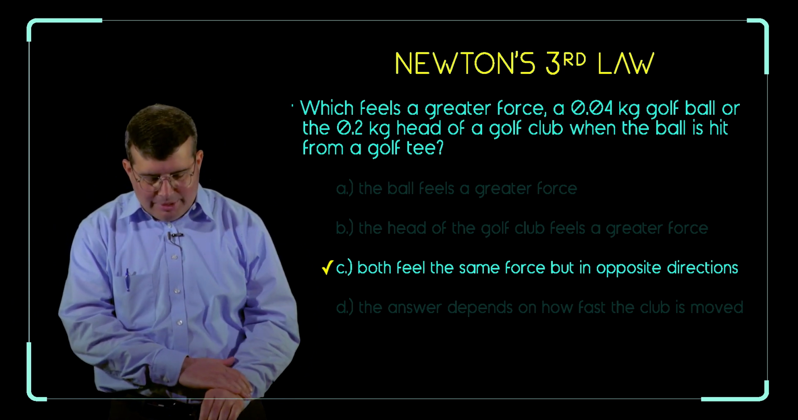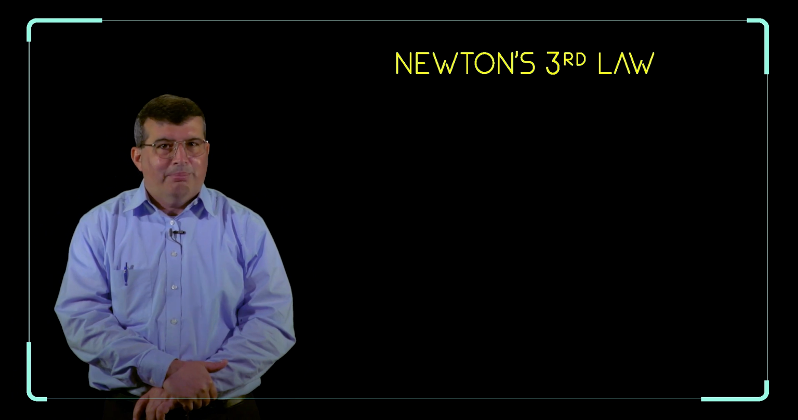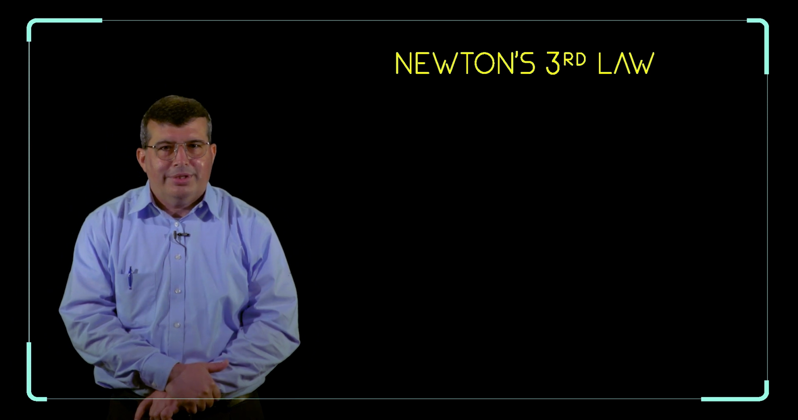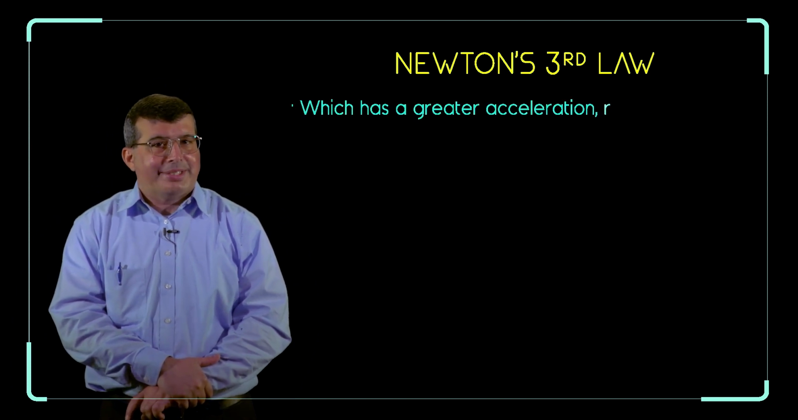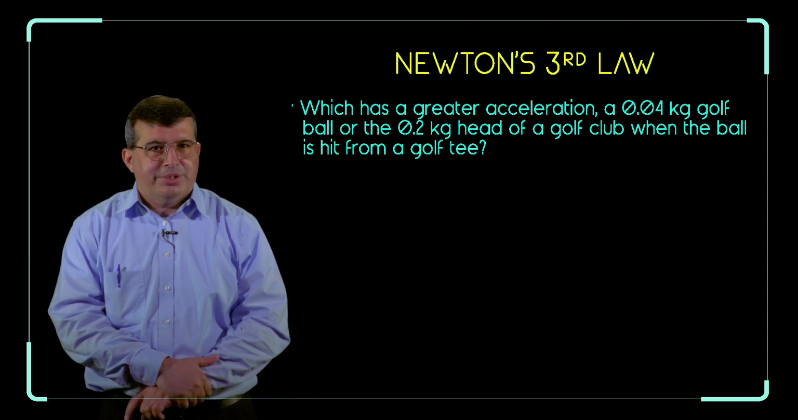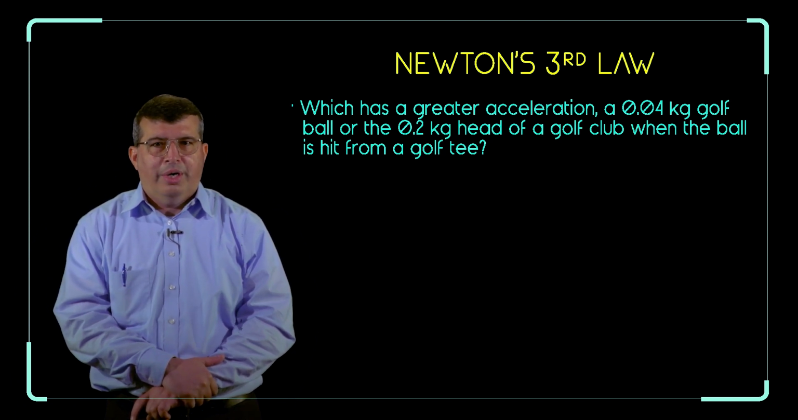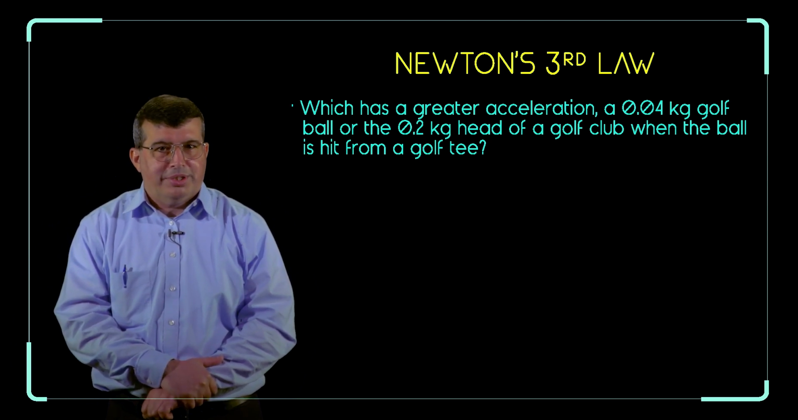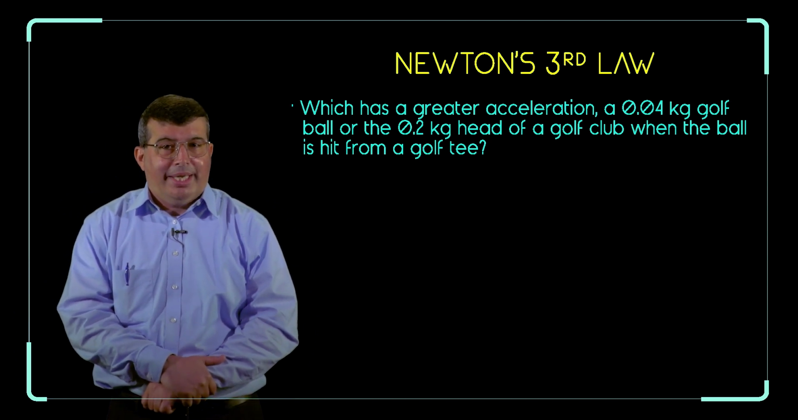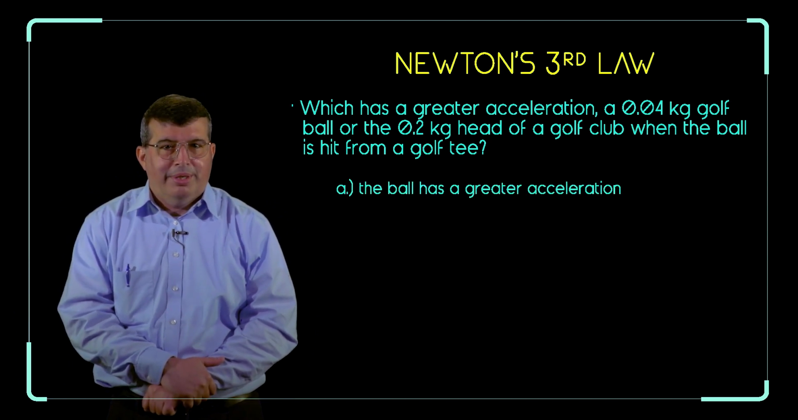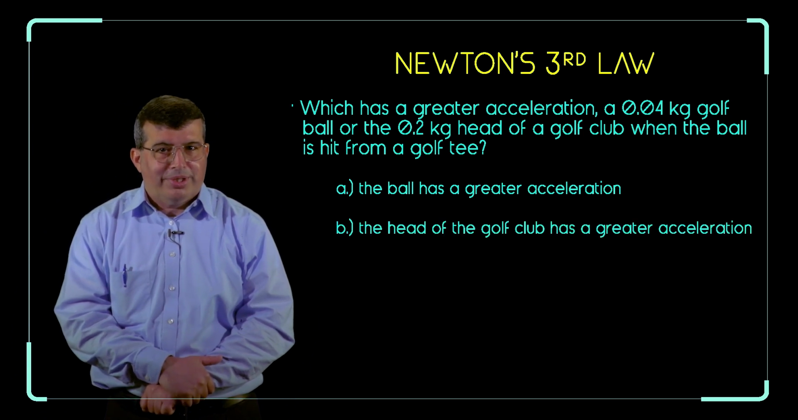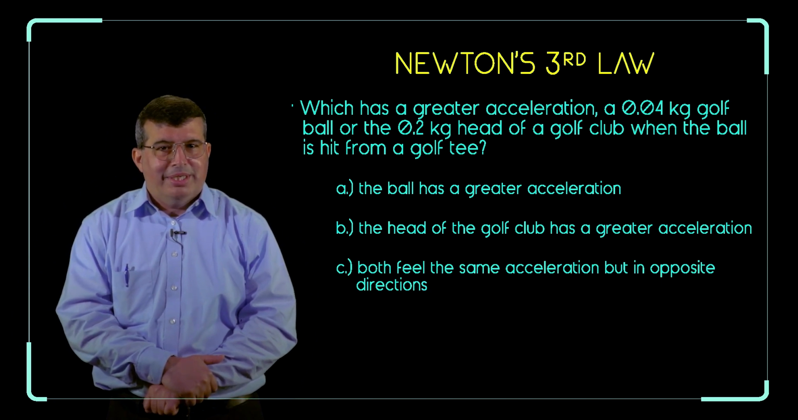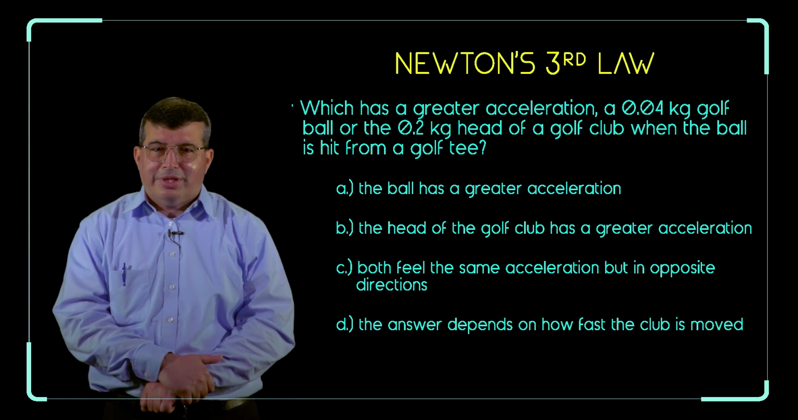Okay, one more question. A similar question, but slightly different with a different point. And this one is, which has a greater acceleration, a 0.04 kilogram golf ball or the 0.2 kilogram head of a golf club when the ball is hit from a golf tee? So now this is asking about acceleration. A, the ball has a greater acceleration. B, the head of the club has a greater acceleration. C, both have the same acceleration but in opposite directions. Or D, the answer depends on how fast the club is moved.